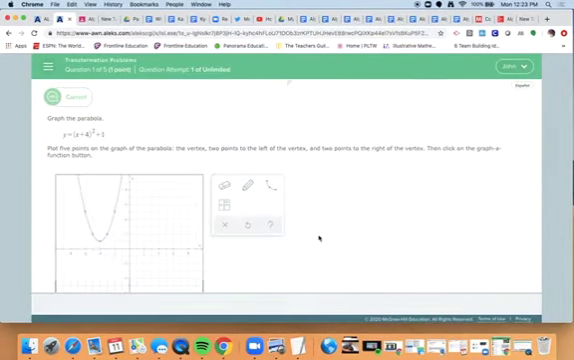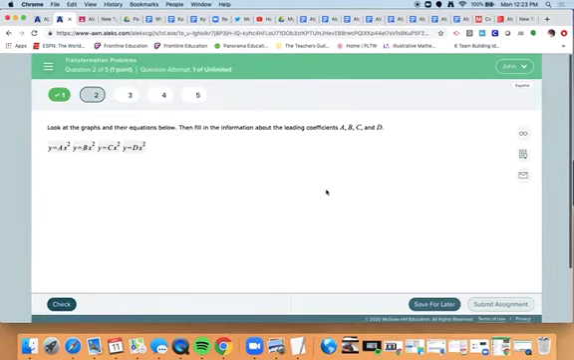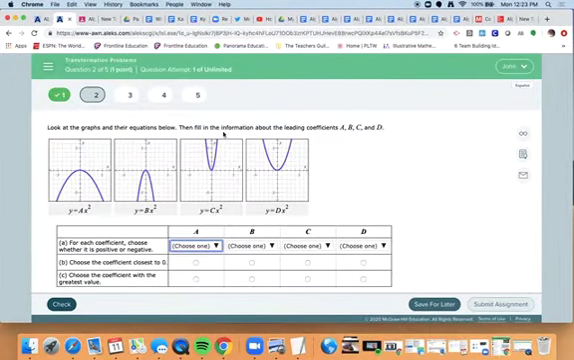All right, got a few more problems here. Look at these graphs. Fill out the information about the leading coefficients A, B, C, and D. So this is my graph here. If I look at this, I know that the leading coefficient for this one is going to have a negative in it because it's opening downwards. Same thing with this one. These two are going to be positive. And I also know, because of the kinds of dilations going on, that this one is probably going to be a smaller number than this one.